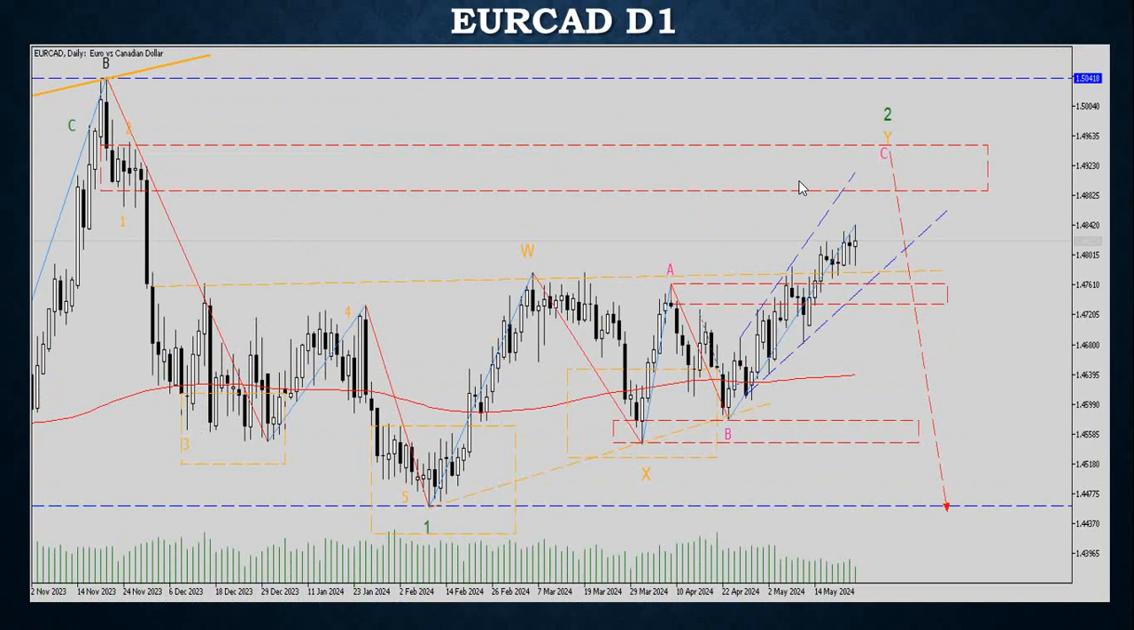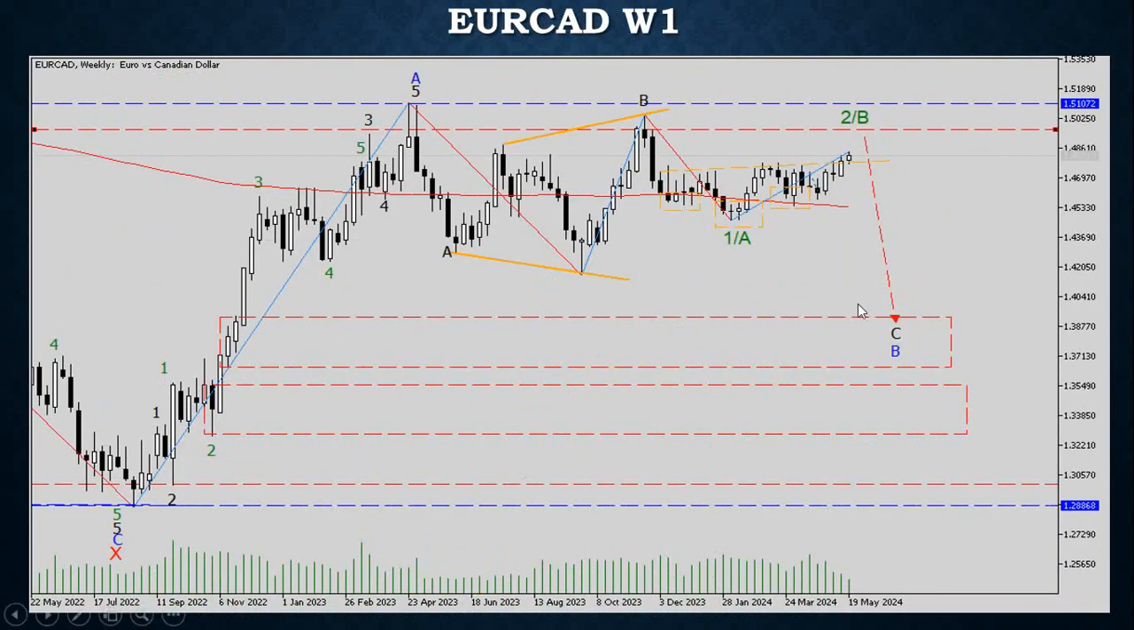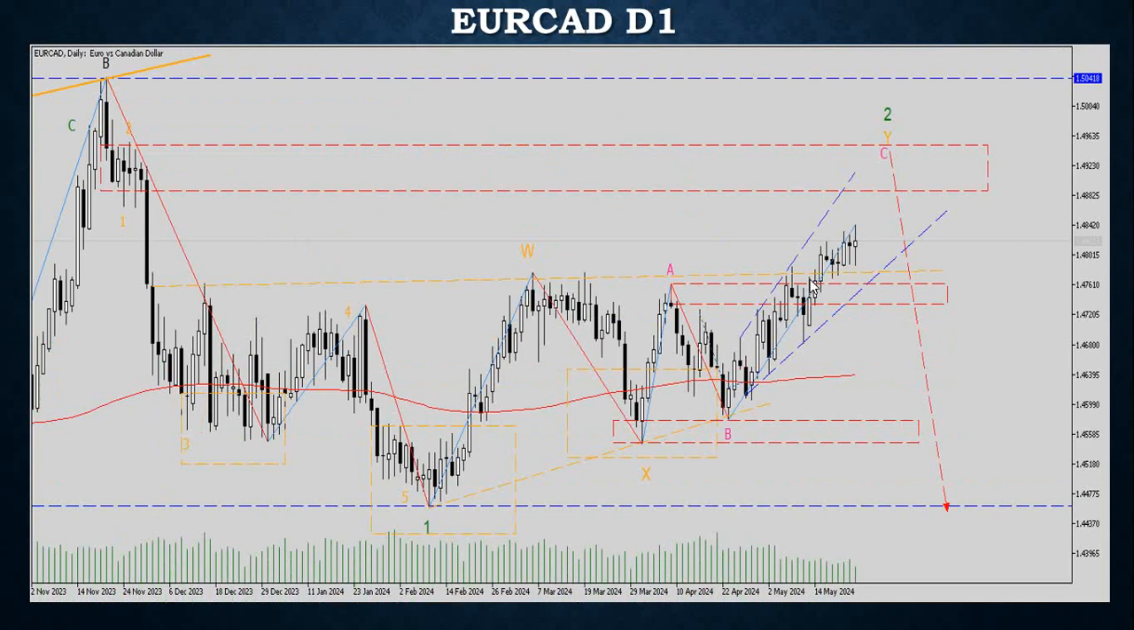So now let's go to the daily time frame. As I've said, on a daily time frame, I want us to focus on this formation here. On the daily time frame is where I'm going to show you where I'm going to execute a trade and how I am expecting to execute a trade. So let's go to the daily time frame.